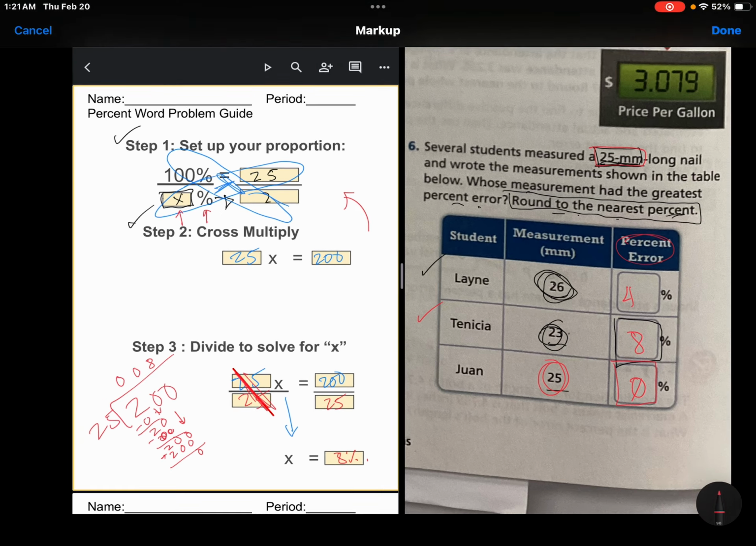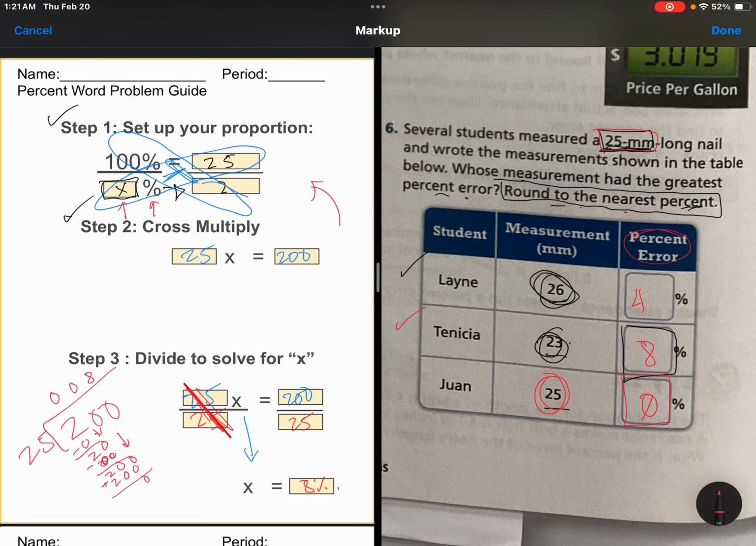Okay, so question: whose measurement had the greatest percent error? I'm gonna say Tanisha's with 8%. Okay, that was the most error that you had with these measurements done by the students.